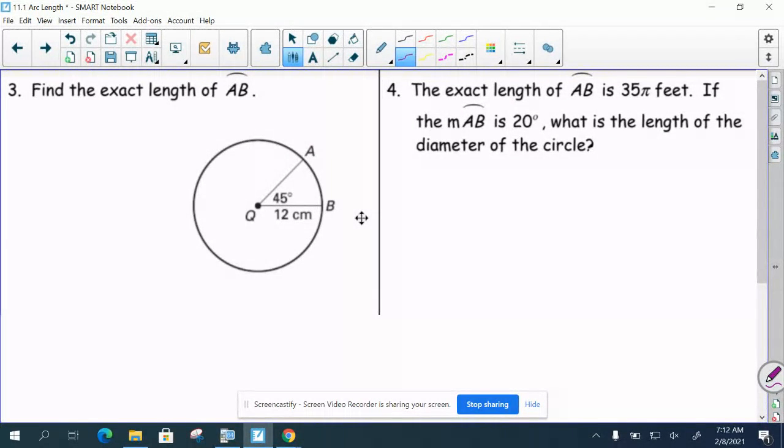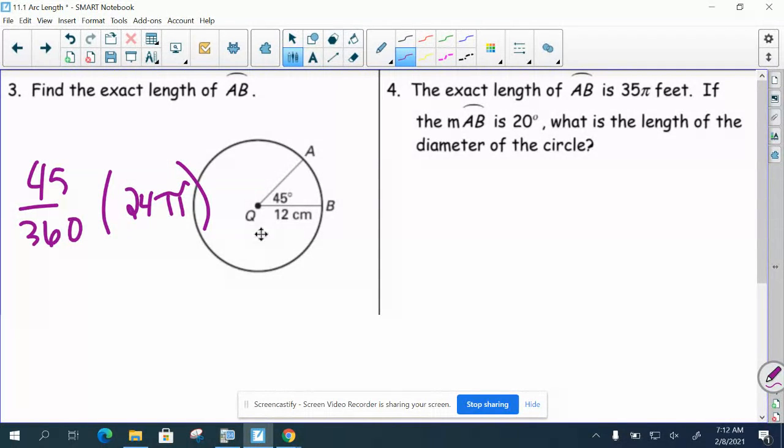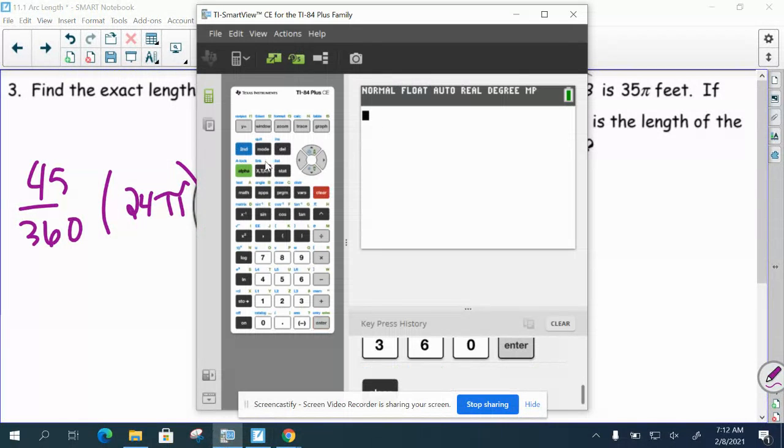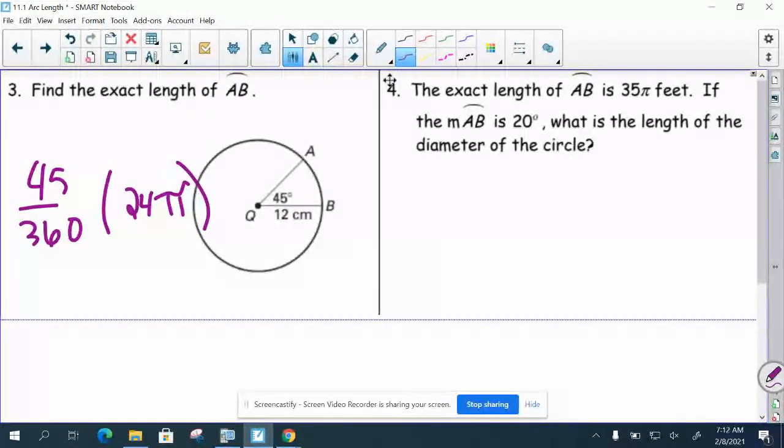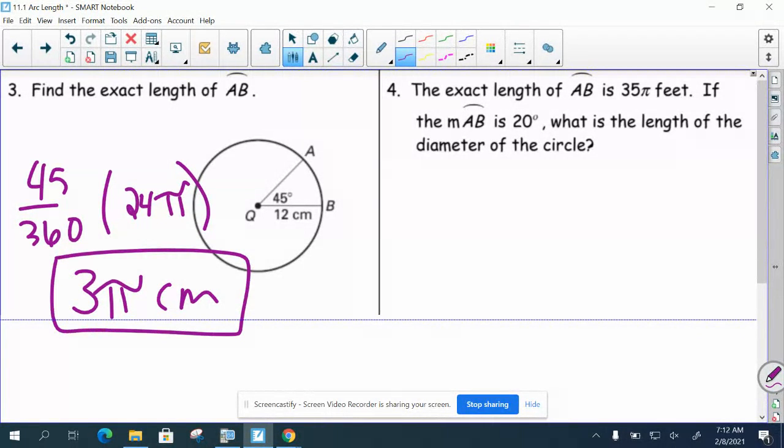Okay, the length of arc AB here, we'll do 45 over 360, and then times 12 would be the radius, so 24 pi. And a lot of you like to think of it as pi times diameter. That's the same thing. So I'm going to check on my calculator what 45 over 360 is. This is the easy part. So 1/8. Okay, so then 1/8 of 24 would be 3. So this is just going to simplify to 3 pi centimeters.